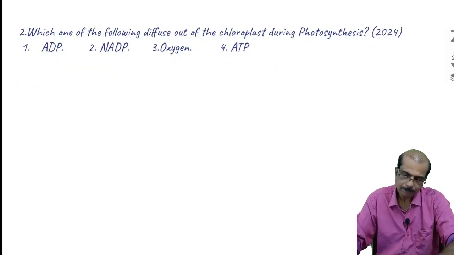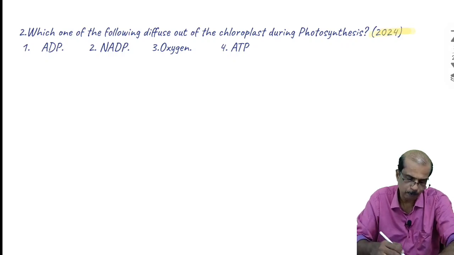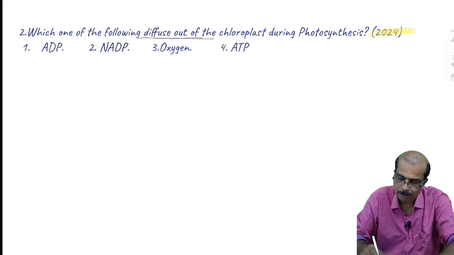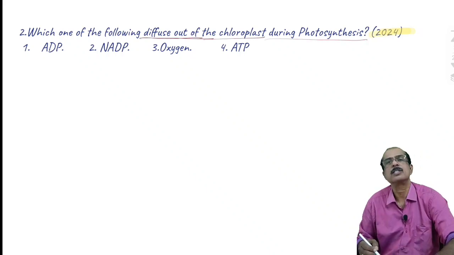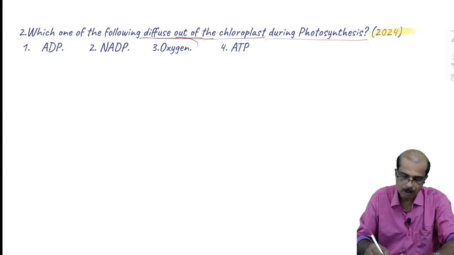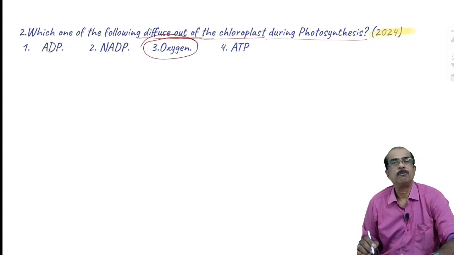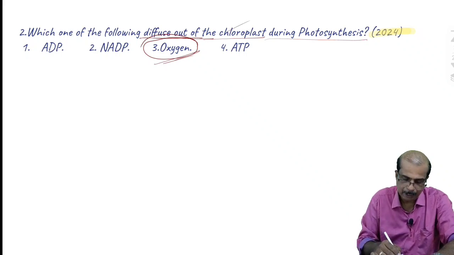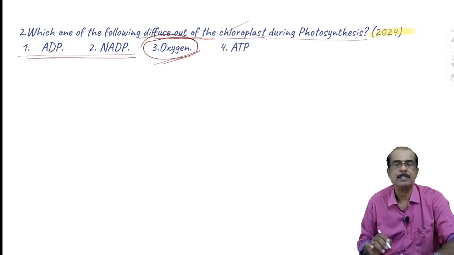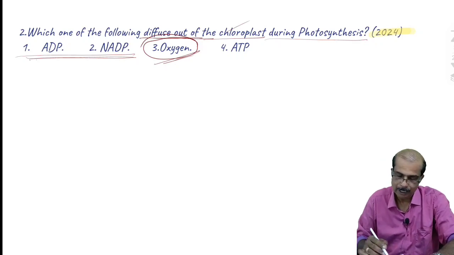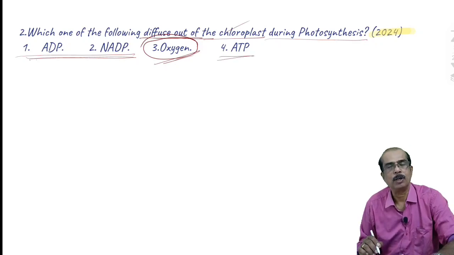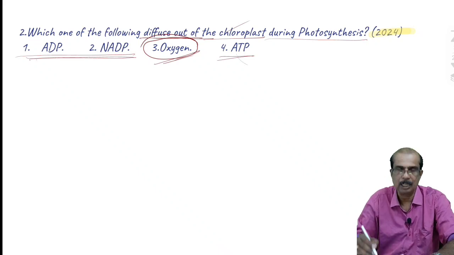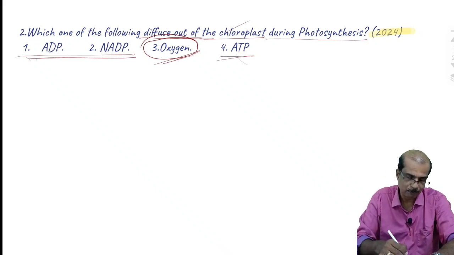The next question, asked again in 2024. Which one of the following diffuses out of the chloroplast during photosynthesis? Direct question. We know that oxygen is the byproduct of photosynthesis and it diffuses out of the chloroplast. ADP and NADP are reactants for light reaction. ATP is one of the products of light reaction, which is needed for dark reaction. Our answer for this question is option 3, oxygen.